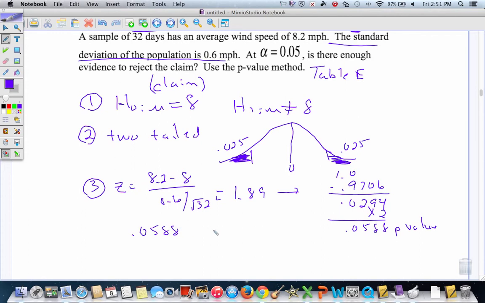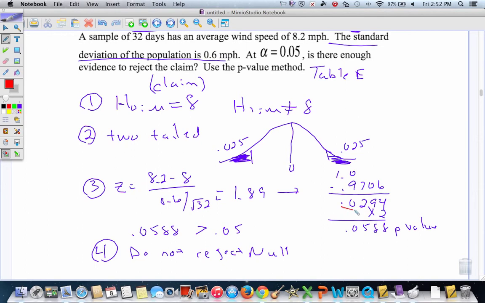So with our p-value, we're comparing that p-value 0.0588 with the alpha of 0.05. Here, 0.0588 is slightly larger than 0.05. So one way, if we memorize the criteria, p-value larger than alpha, we do not reject the null.